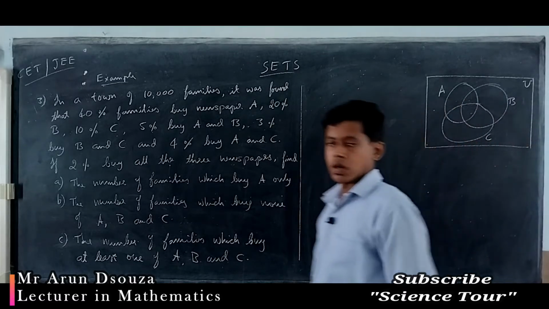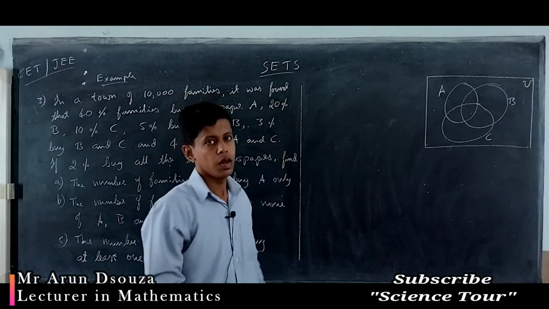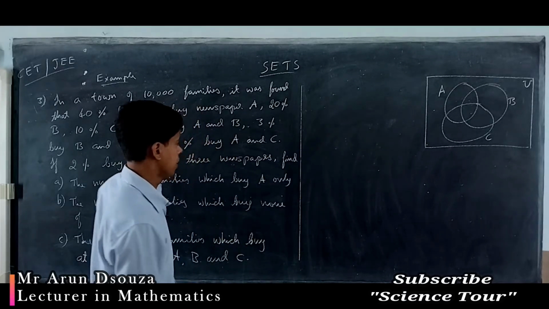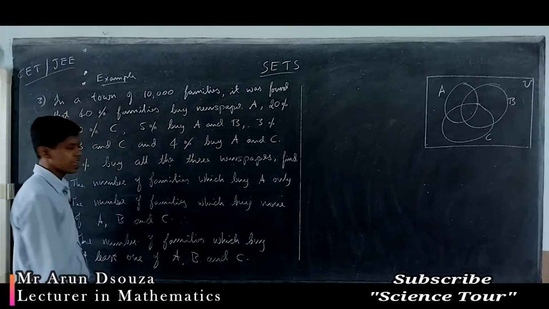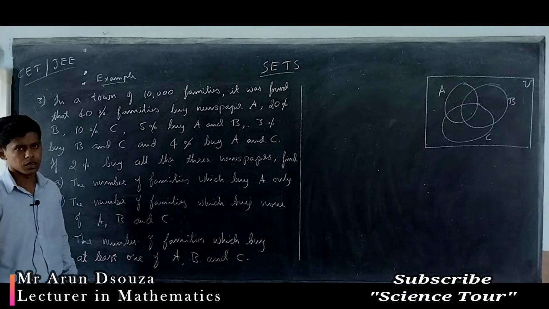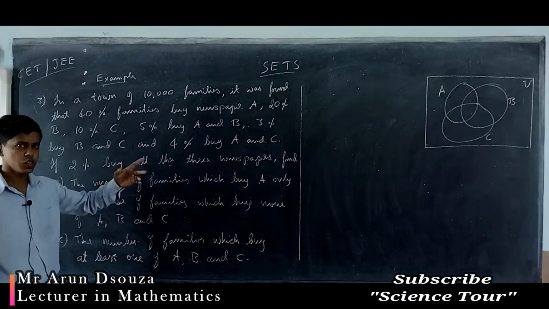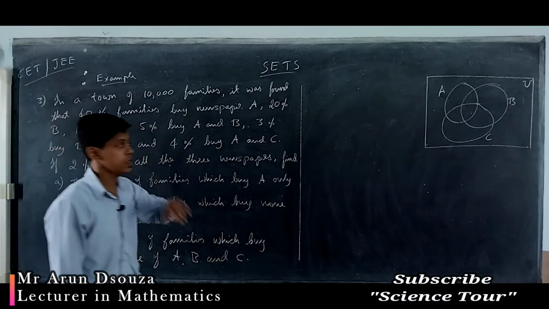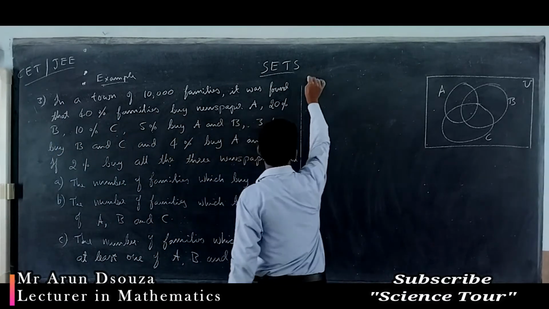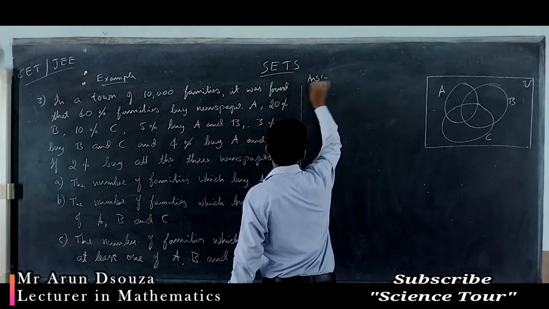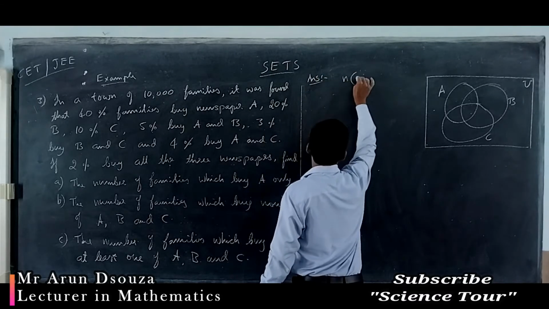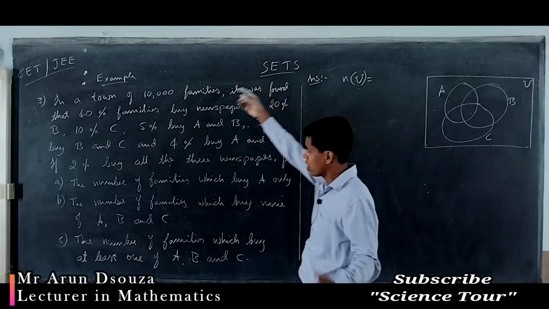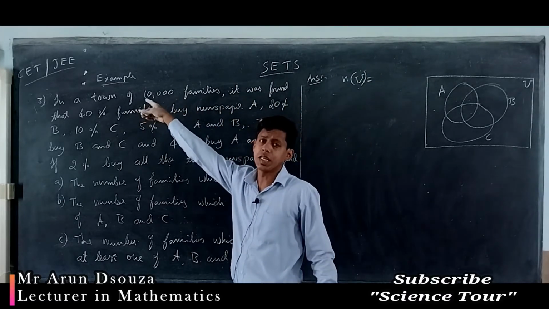Well, look at this third example. This question definitely can be solved using Venn diagram. Let us solve using Venn diagram first and then the formula method. Option is yours, you can select anyone. Now let us write what is given. Okay, so n of U is given, the universal set. So totally how many people, how many families have been surveyed?